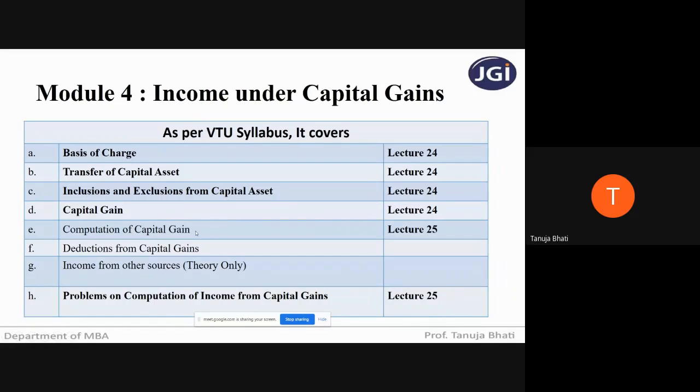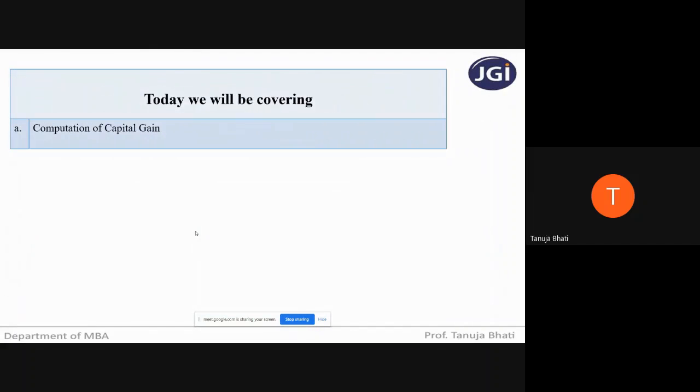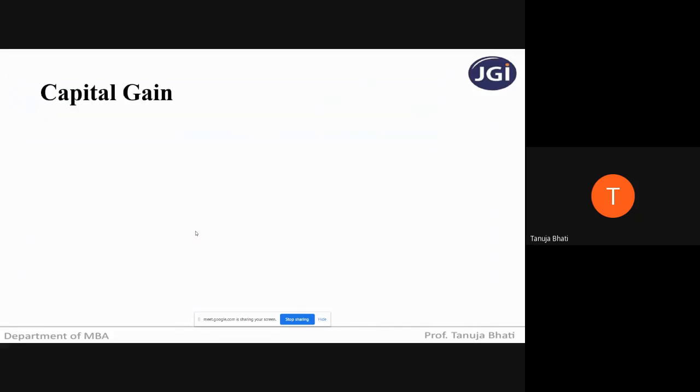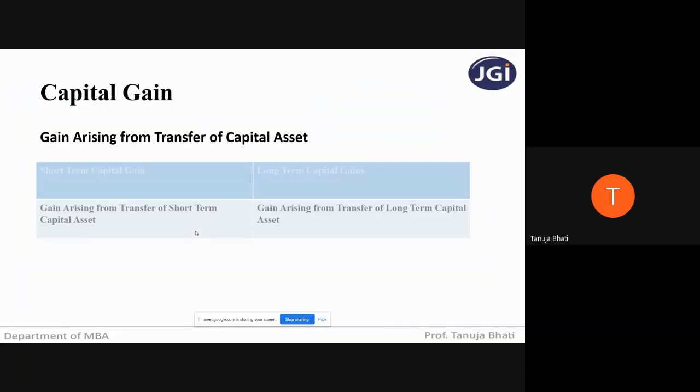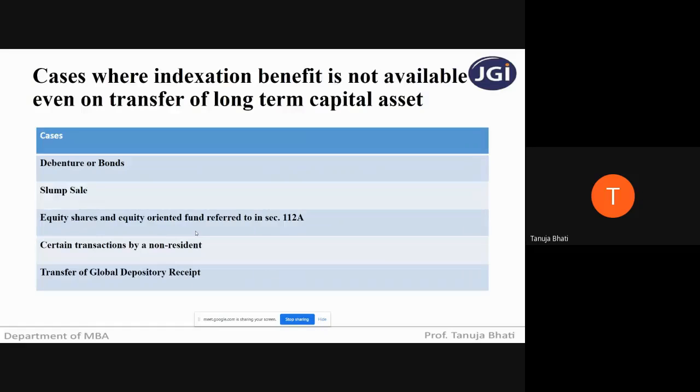But computation of capital gain is a very huge part. We have lots of things to cover under that, so today we will be continuing with the computation of capital gain. As we know, capital gain is nothing but gain arising from transfer of a capital asset. There are two types of gain, short-term capital gain and long-term capital gain. Short-term capital gain arises from transfer of a short-term capital asset, whereas long-term capital gain arises from transfer of a long-term capital asset. We already know what short-term and long-term capital assets are.